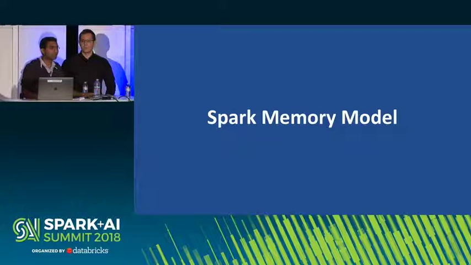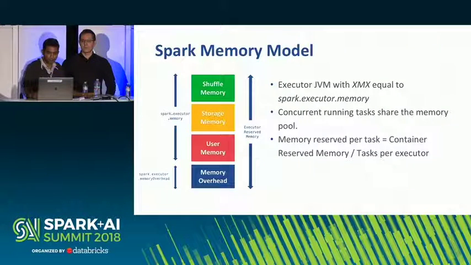Now let's talk about the Spark memory model. On a very high level, this is how your executor memory looks like. The executor memory pool is divided into 4 memory sections. We are not going to be talking about these sections in detail, but each section over here has its own purpose, and they are used for a specific purpose.